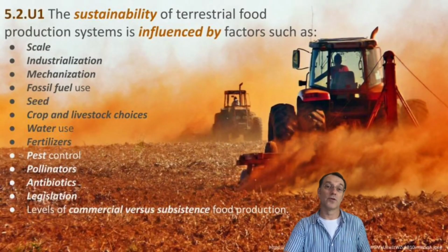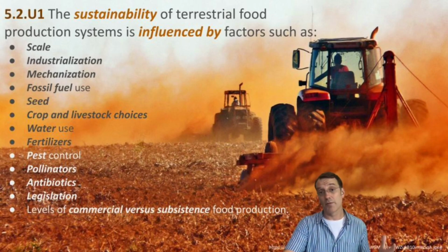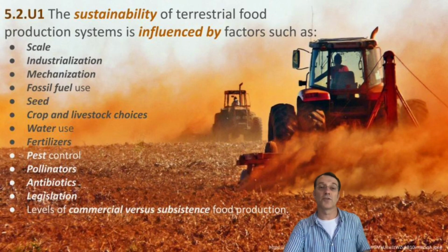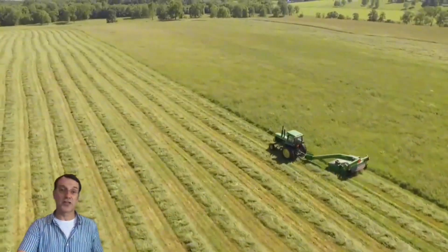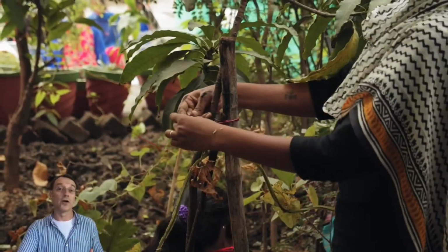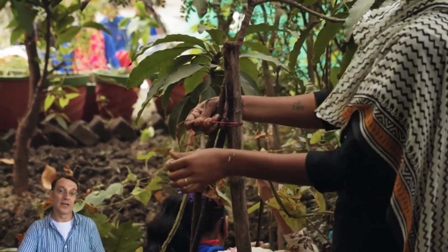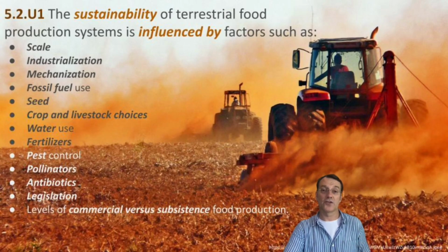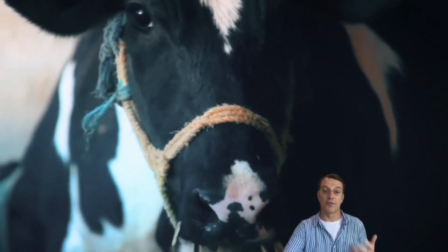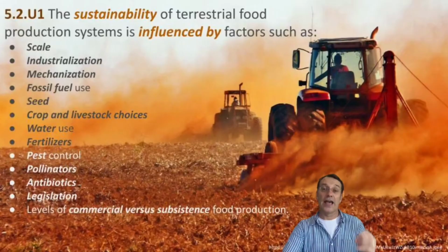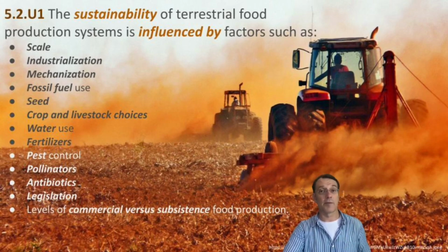Many factors influence how sustainable our food production is. These range from the scale of the farming operations to the types of seeds and crops that we choose. For example, big industrial farms might use lots of machinery and fossil fuels, while smaller farms might rely more on manual labor. Water use, fertilizers, and pest control methods all play a part too. Even things like antibiotics in livestock and government regulations can impact sustainability. And a lot of these factors are different between MEDCs, more economically developed countries, and LEDCs, less economically developed countries.